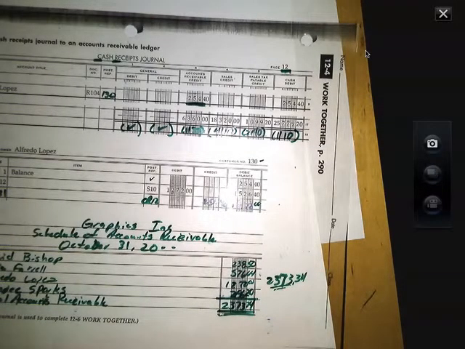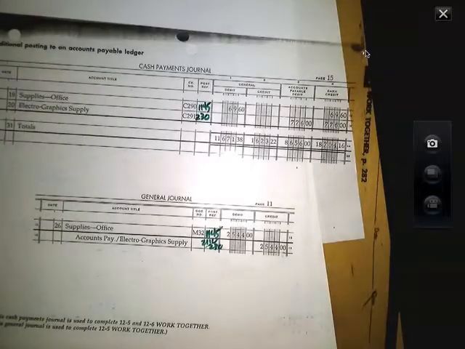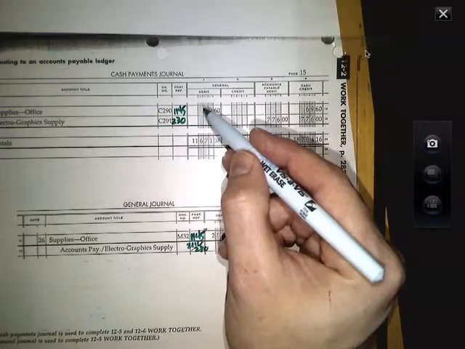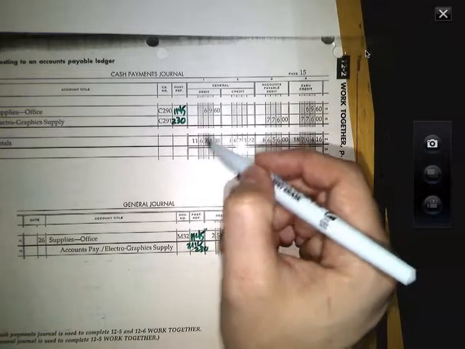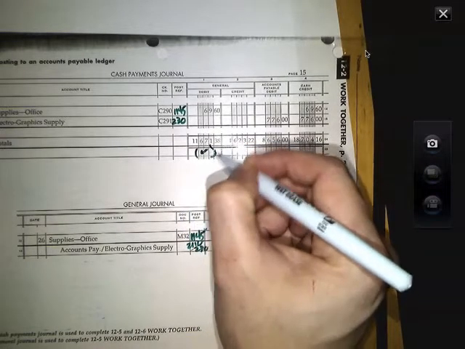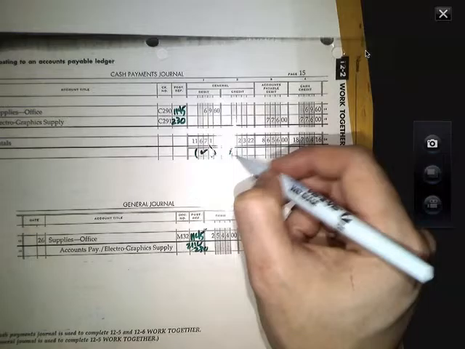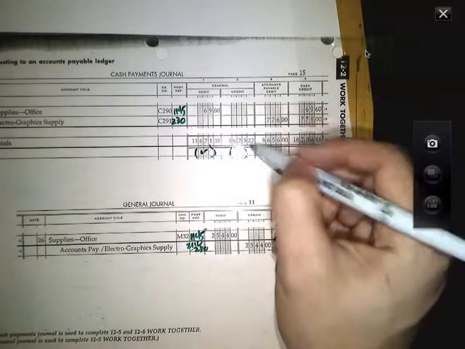Then the last journal is the cash payments journal. So now we've got to post the cash payments journal, which is 12.2, I believe. So 12.2 is right here. General debit, what do we do under here? What do you think? We're just going to put a check mark because there's no general debit account. We're also going to put a check mark because there's no general credit account.